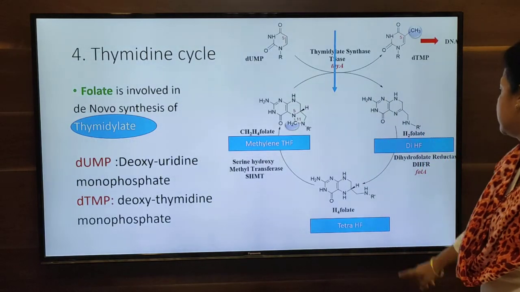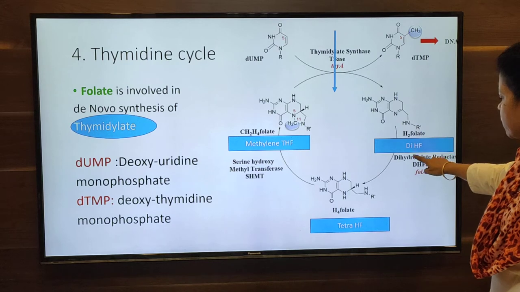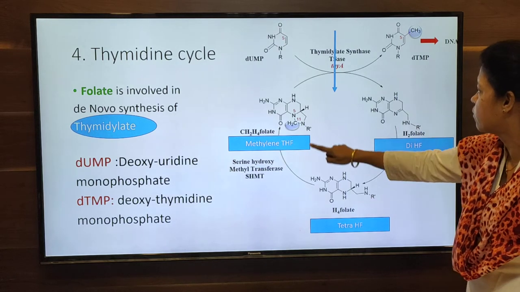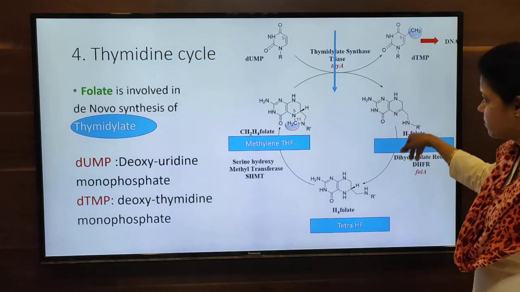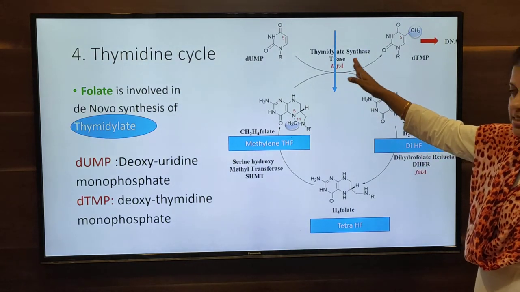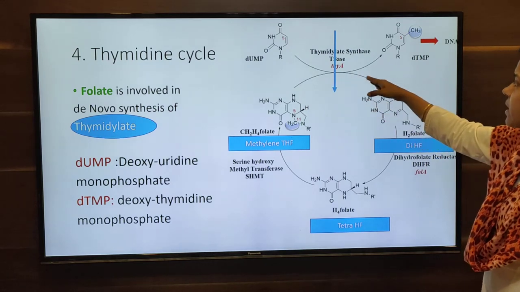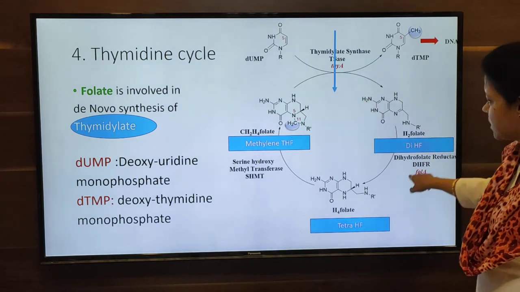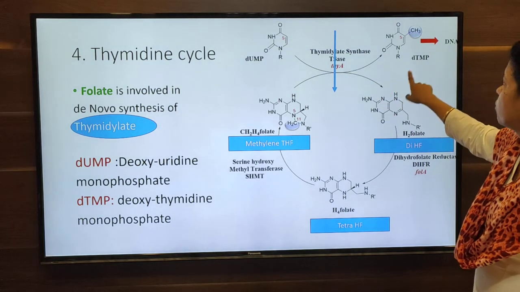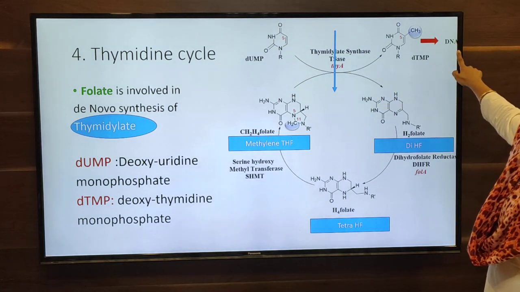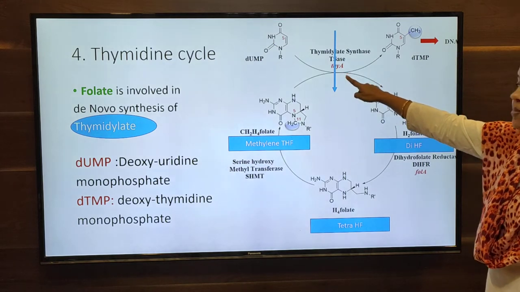I wanted to go back to this. So you can see the dihydrofolate gets converted into tetrahydrofolate, and this keeps on continuing. So in order to break the cycle, you need this step to be particularly intervened, because otherwise this process keeps on continuing, and it's quite simple. Therefore abnormal DNA synthesis cannot be stopped unless and until this particular reaction is stopped.